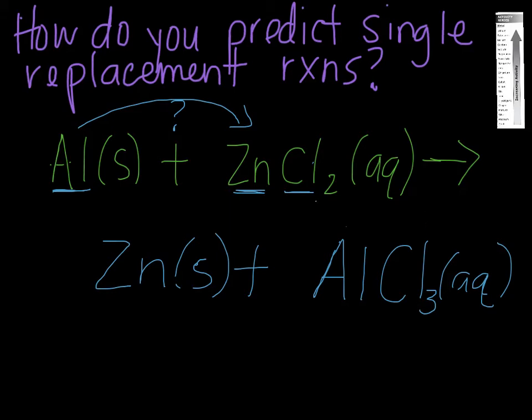Now once you've done this, you need to go back and make sure that this is balanced. As you can see, the chlorines are not balanced. You have 2 on the reactant side and 3 on the product side. So this is that situation where you're going to make them equal up to 6. So I'm going to add a 3 here and a 2 here. So now I've got 6 on both sides.